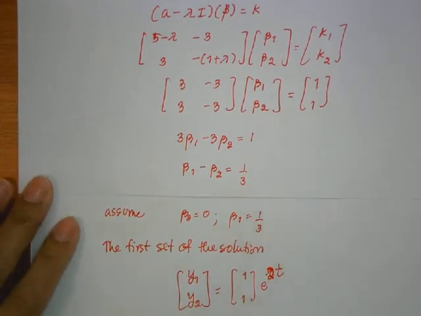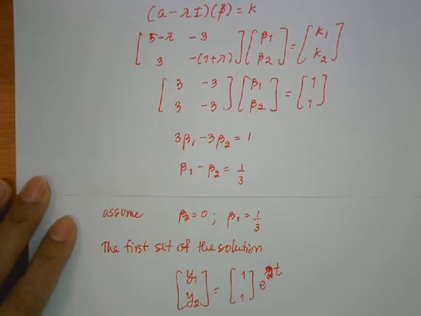Now our first solution is k1, k2 equal to 1, you just put it in, times exponential of lambda t, where lambda is equal to 2, so you put 2 in.